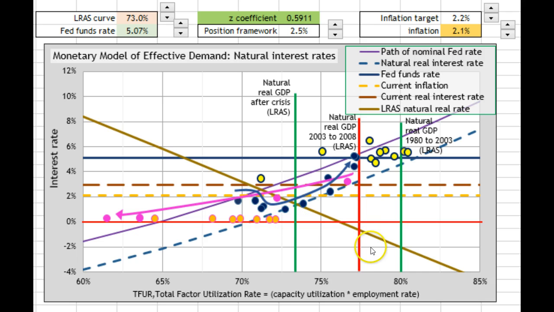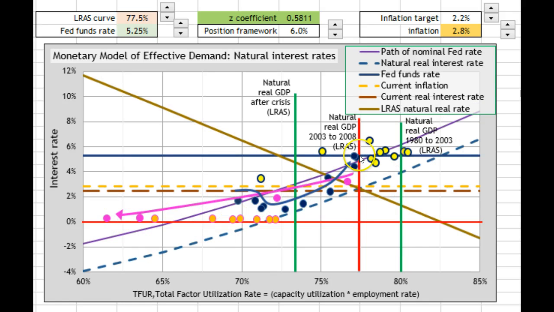And these dots here represent the Fed rate at different points in time. So this dot here would be a Fed rate of 3 to 4% with a total factor utilization rate of around 71%. Okay, so that's the rundown on the graph.